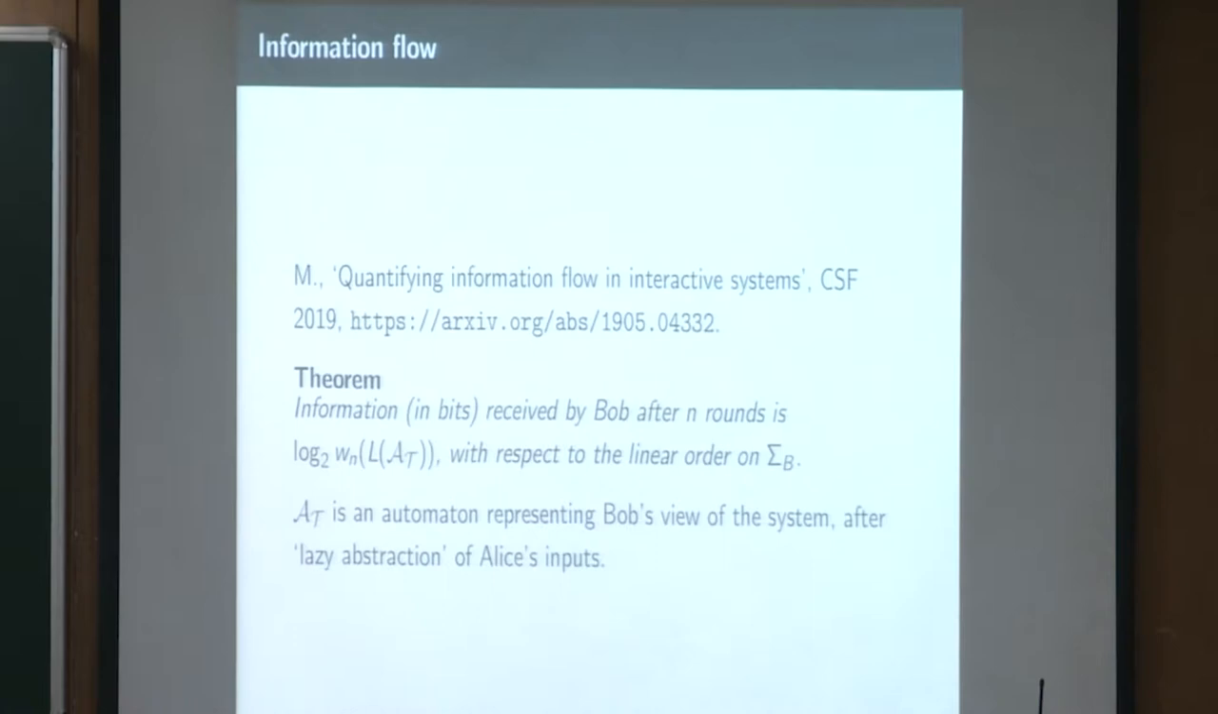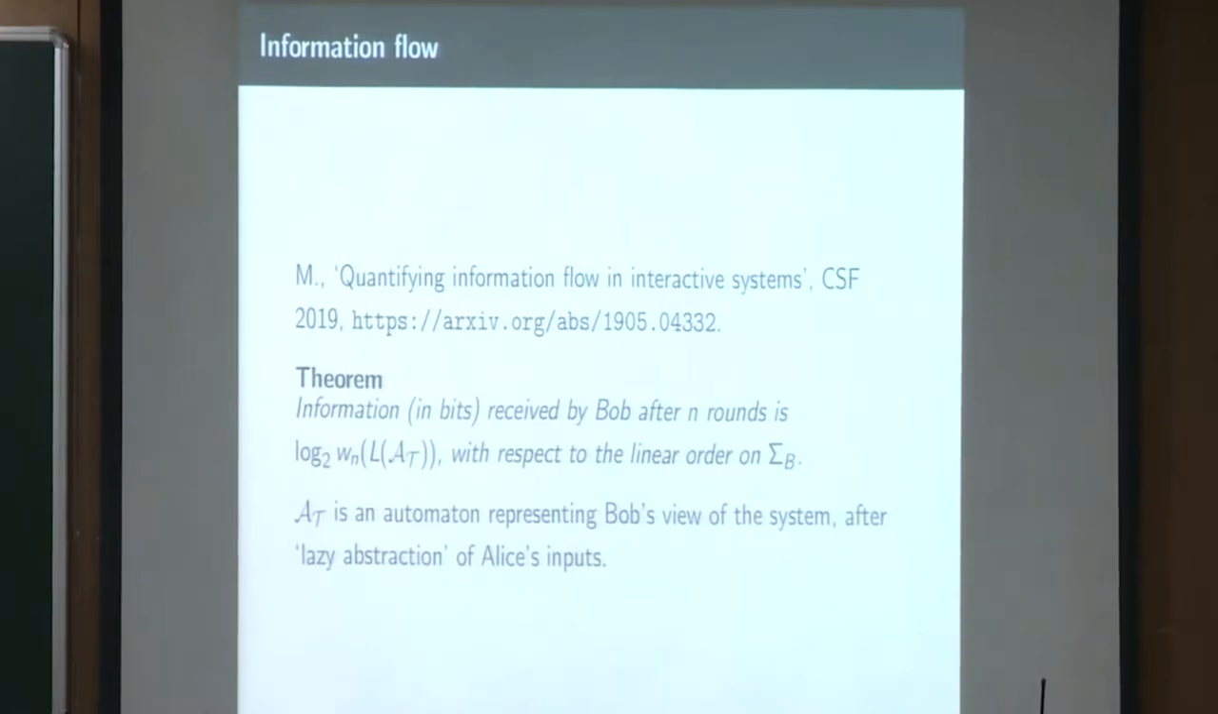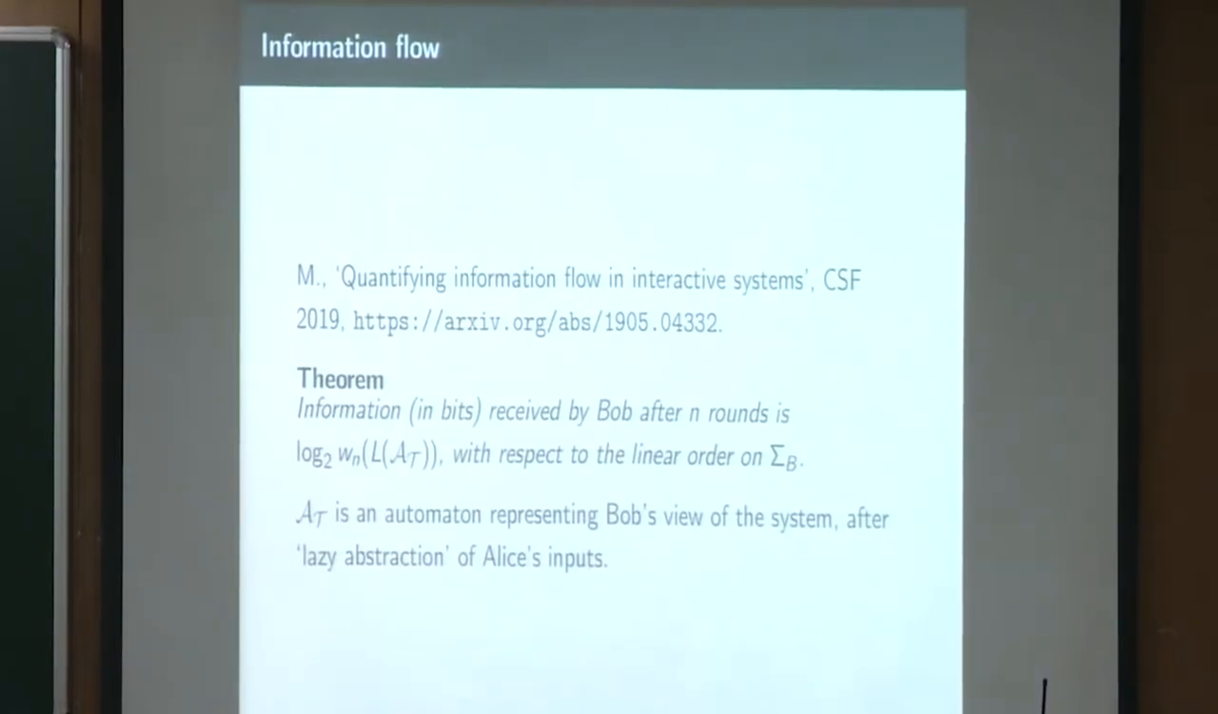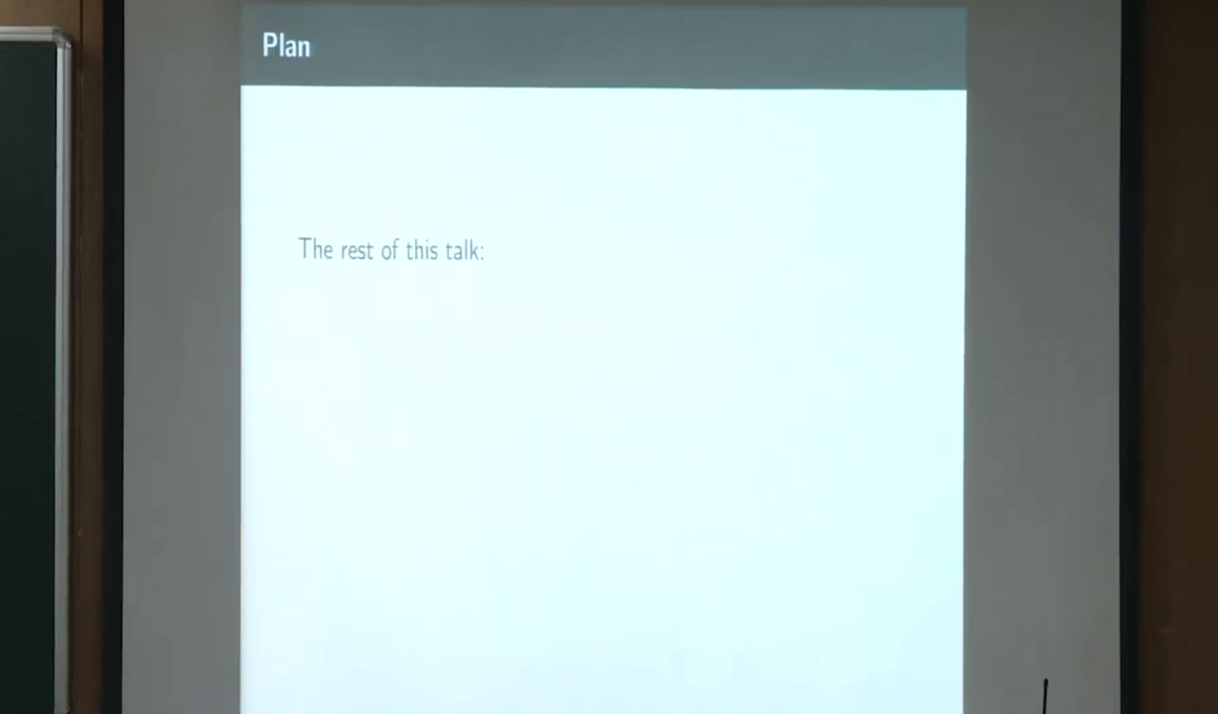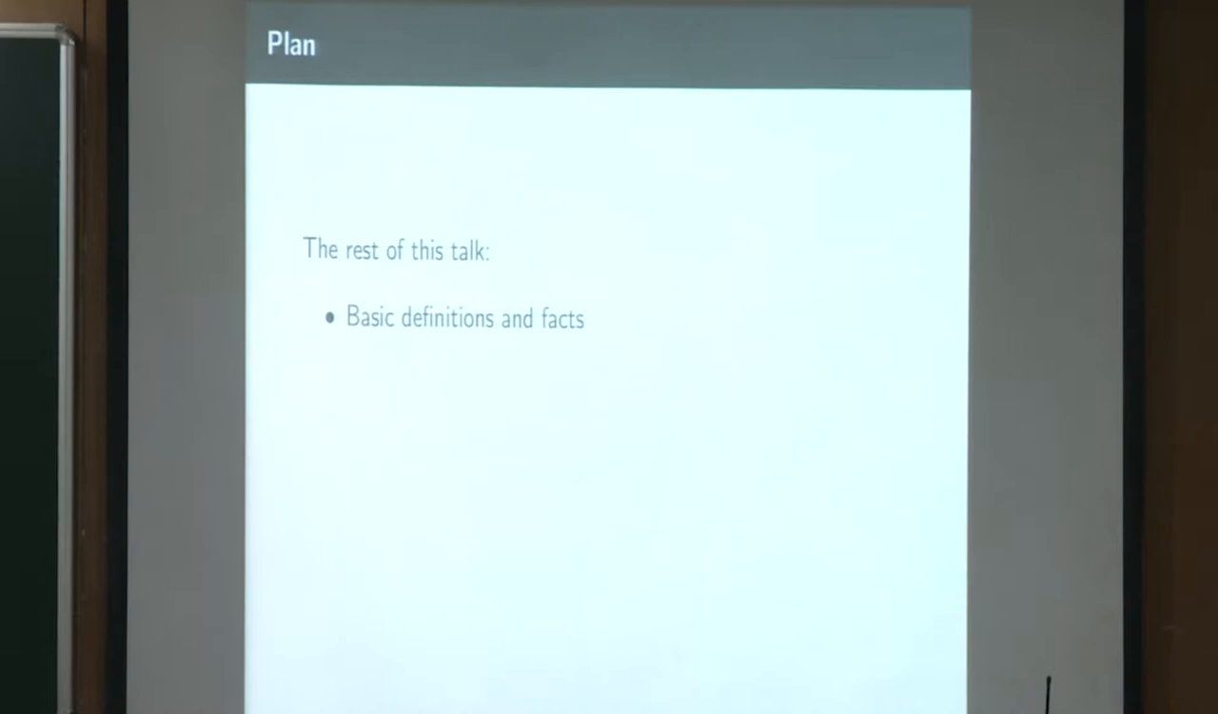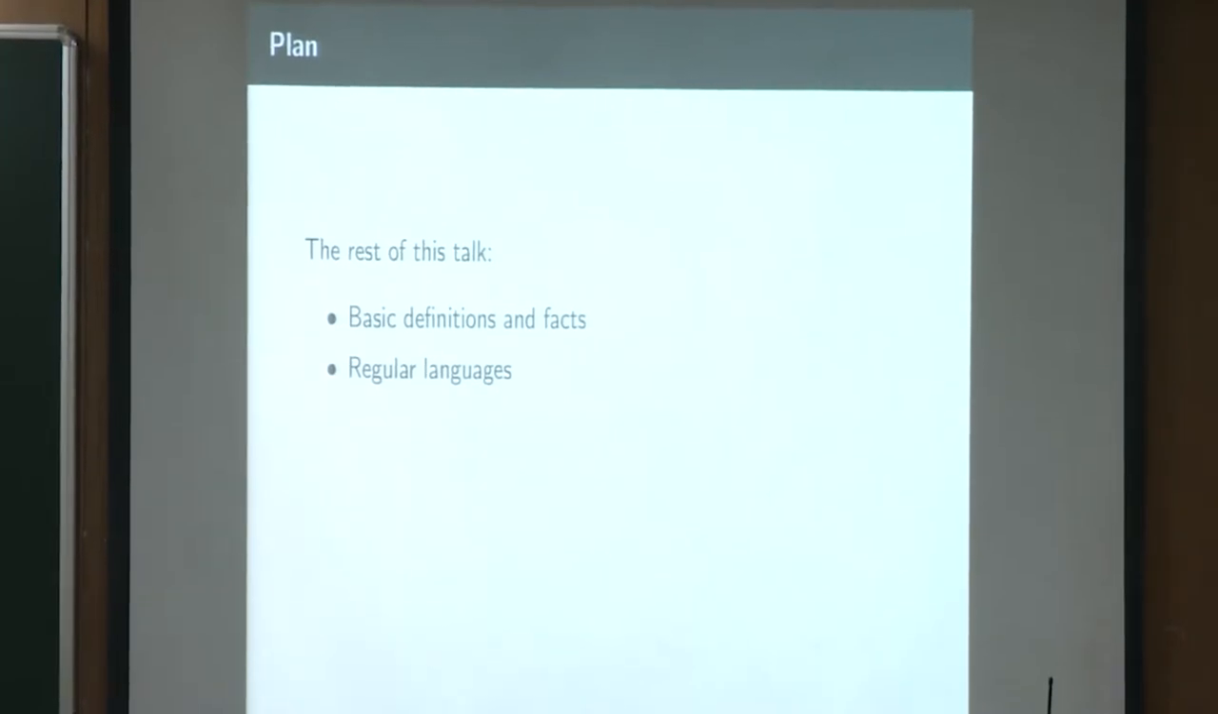Yeah, so answering this question of how much information gets to Bob is exactly answering this question of how big an antichain can be. Okay, so that's the motivation. The plan of the talk is I'll tell you some basic definitions and some basic facts about antichains, which are going to be useful later on. Then I'll talk about the results on regular languages, then context-free languages.